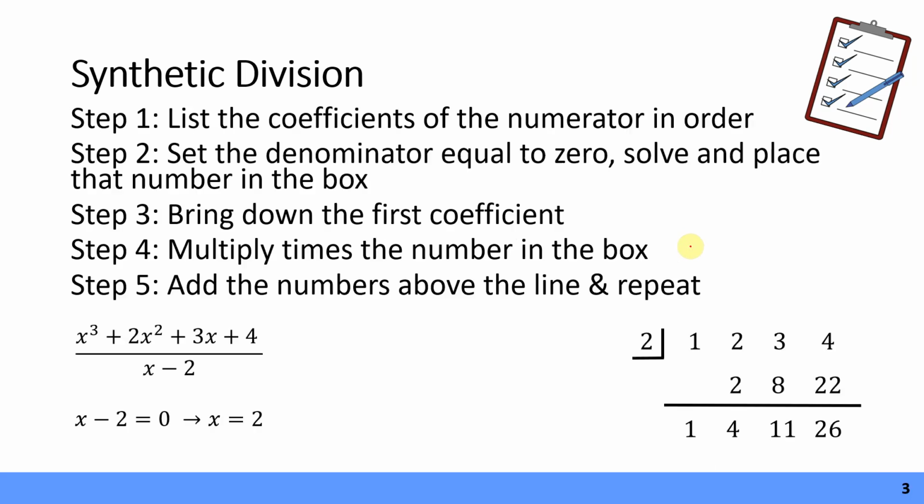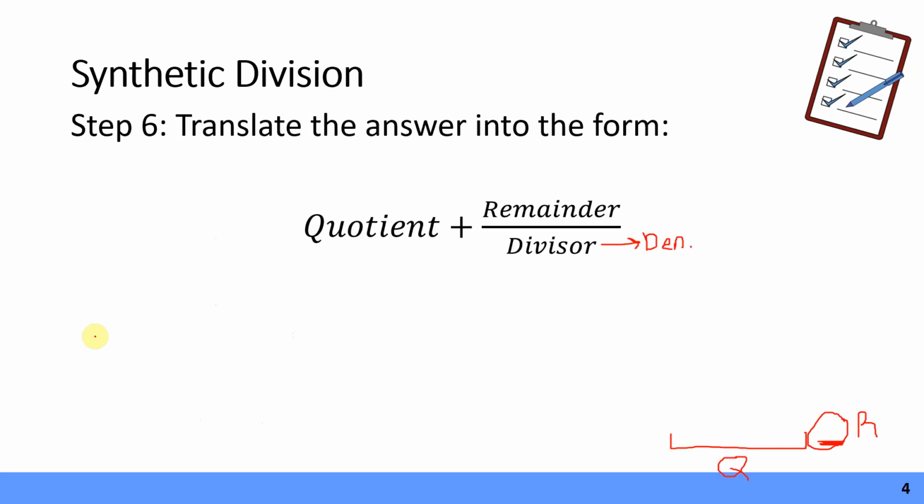Let me just go back to the last slide. This was the original problem. What is the degree of the numerator? The degree, remember, is the highest exponent. Since the degree is 3, every time you do synthetic division, the degree drops by 1. So the original degree was 3. Now, after I applied the synthetic division, the degree is going to be 2.